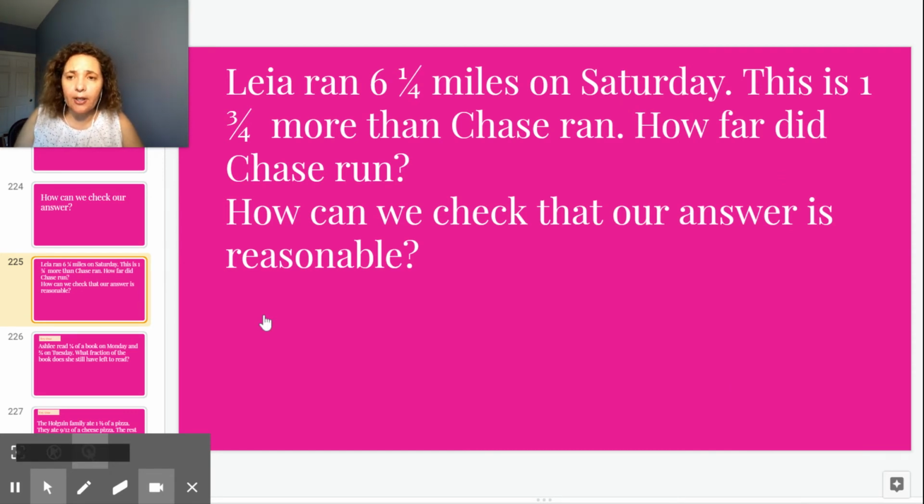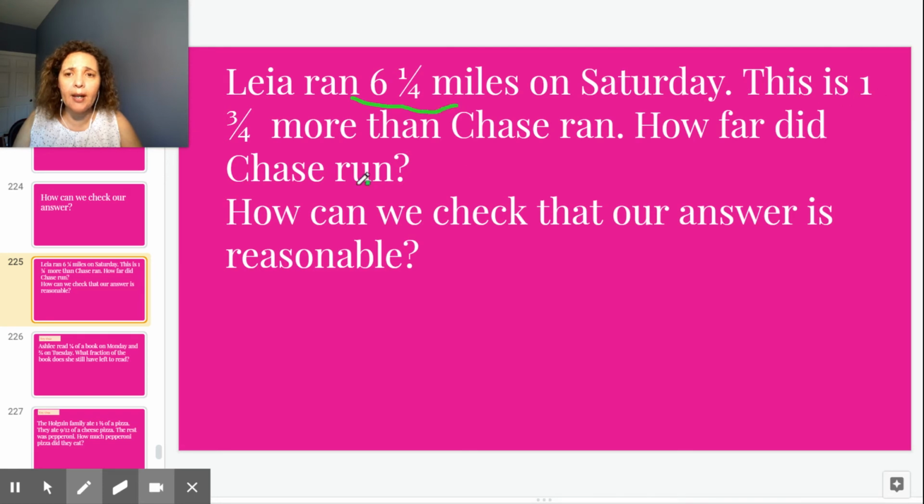Okay, so let's look at our next one. Leah ran 6 1/4 miles on Saturday. This is 1 3/4 more than Chase ran. How far did Chase run? How can we check that our answer is reasonable? So let's not deal with the reasonable part, just deal with the word problem itself, and then we'll come back to that. So Leah ran 6 1/4 miles on Saturday. This is 1 3/4 more than Chase ran. How far did Chase run? So how can we figure this one out? So stop the video and see if you can figure it out and then come back to me.